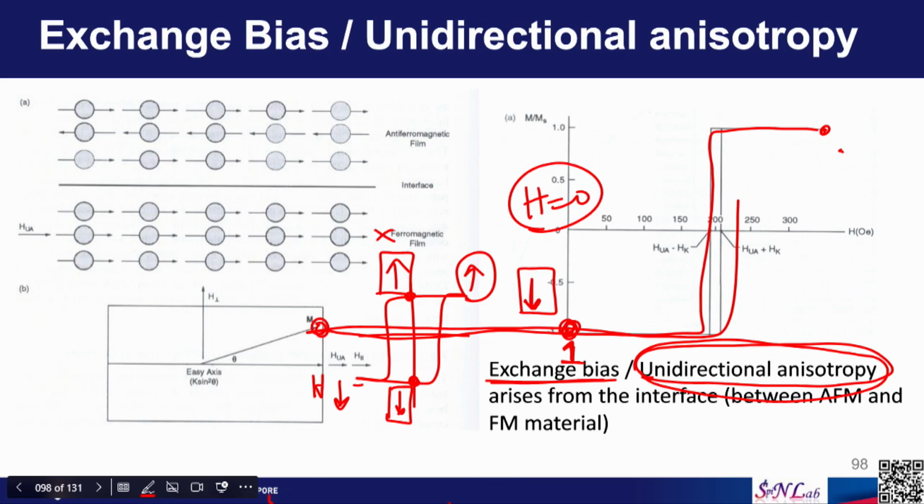So, this anisotropy is also called unidirectional anisotropy, and it arises from the interface between the antiferromagnetic material and the ferromagnetic material.